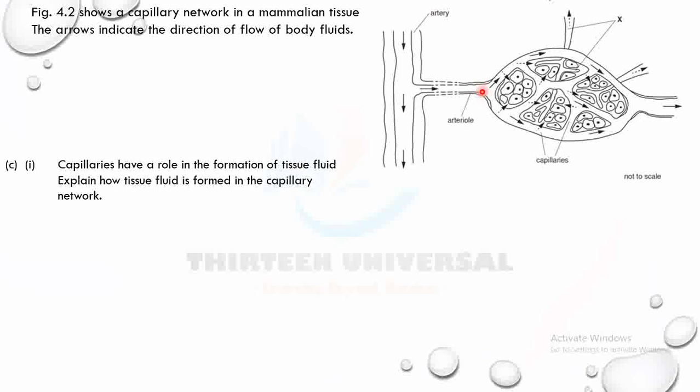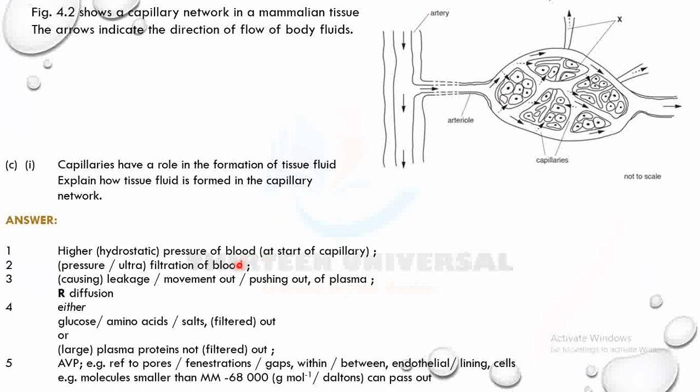Do you get it? They are forced out, but the only things that can go out are small proteins and other small substances, like glucose, amino acids, water, mineral ions. They are the ones that are forced out through the endothelial pores. So it's forced out due to the hydrostatic pressure gradient, and these small molecules are what actually come out. The hydrostatic pressure of the blood at the start of the capillary here is greater, causing leakage, pushing out plasma. So these are the things that move out. Large plasma proteins are not filtered out, even red blood cells, because they are too big.